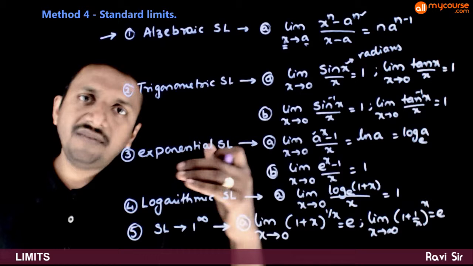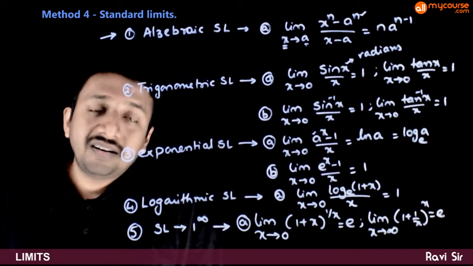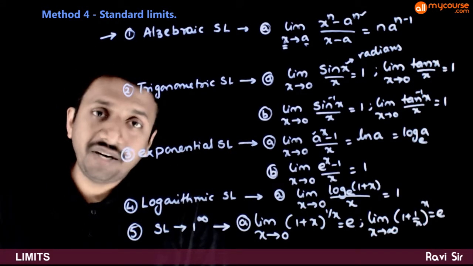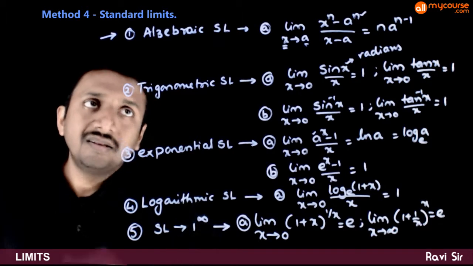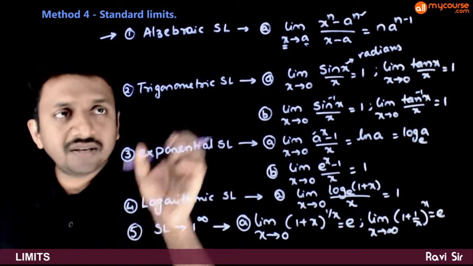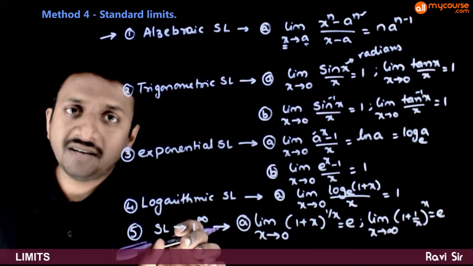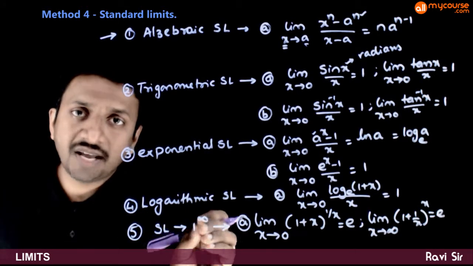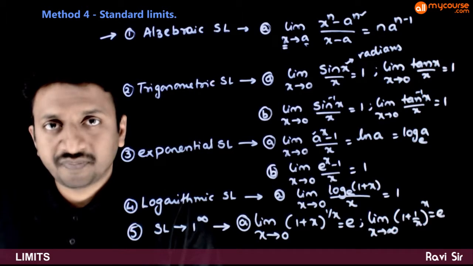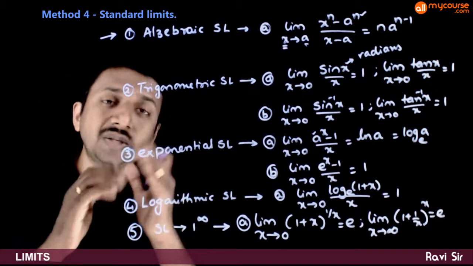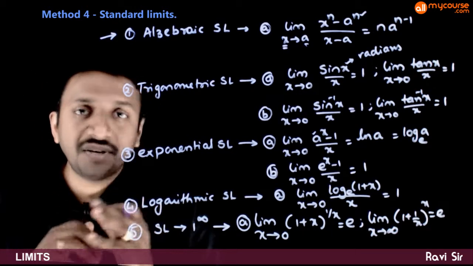So these are the 5 standard types of limits which you need to keep in mind. Standard limits: algebraic type, trigonometric type, exponential type, logarithmic type, and where indeterminacy is of the type 1 power infinity. So let us take each one of them and try to observe it closely.